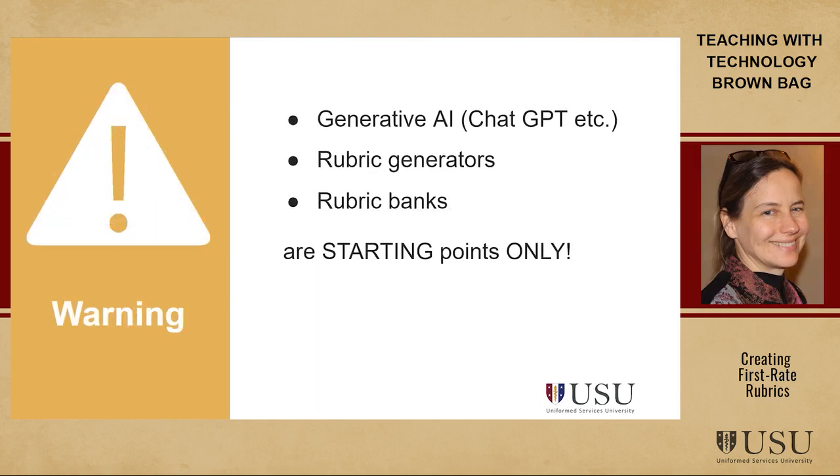I'd like to give a few warnings. I know it would be tempting to go online and see what kind of tools can help you make your rubric, and there may be a place for that. They may be okay as starting points. Generative AI, such as ChatGPT, can spit out a rubric for you. There are rubric generators that can also do that. And there are even rubric banks, but they all can be problematic.